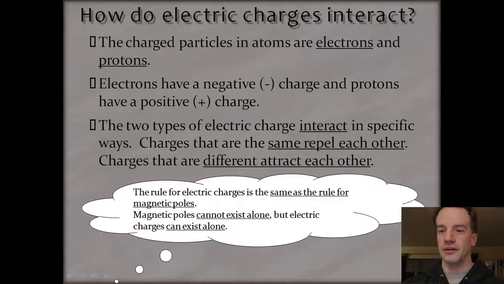The rule for electric charges is the same as the rule for the magnetic poles. However, magnetic poles cannot exist alone. You have to have a north and a south, but electric charges can exist alone.